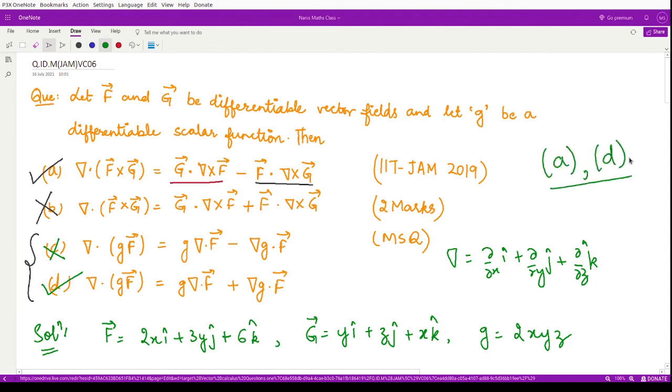So in this example, in this question, I told you a method or a way by which you may check out the correct options. You may also take simpler examples in order to verify this identity, right, in order to save time in the exam.